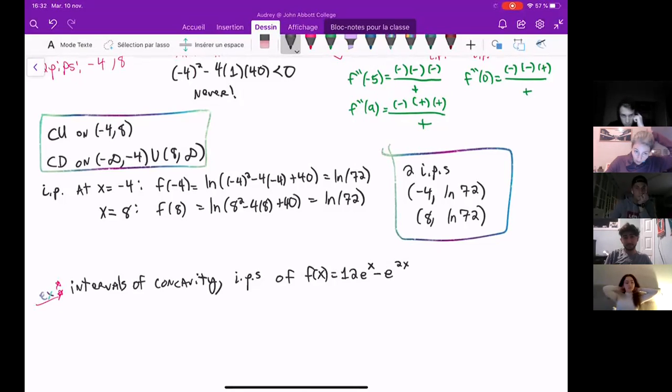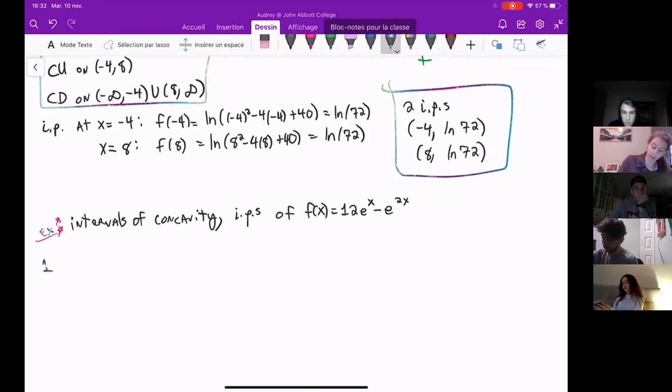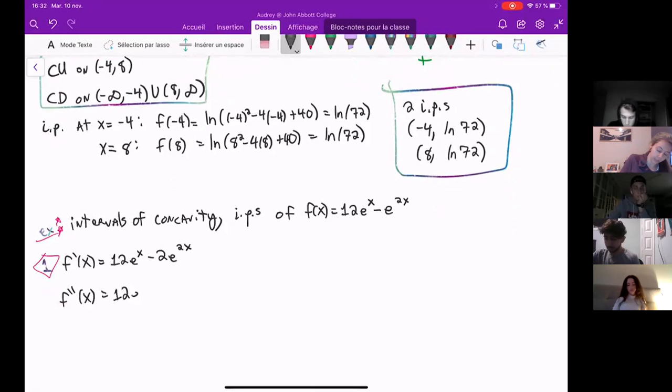All right, that's a lot of you done, but still not quite all of you yet. I think it's enough. Okay, we're gonna move on. So, step one, take the derivative and the second derivative and simplify. So here we're gonna have to remember some stuff about how e works. So f prime of x is 12 e to the x minus 2 e to the 2x, and f double prime of x is 12 e to the x minus 4 e to the 2x.